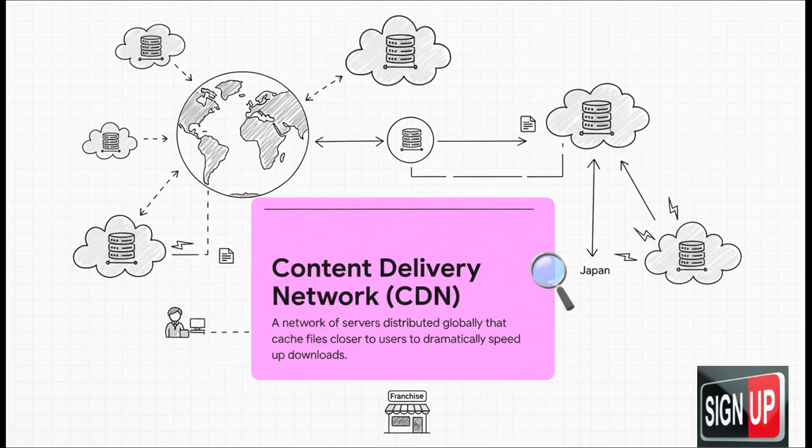for short. The best way to think about it is like a global franchise. So instead of having one giant digital warehouse in Virginia, a CDN builds hundreds of smaller local warehouses all over the planet. When you ask for a file in Tokyo, you don't have to wait for it to travel all the way from Virginia. Nope, you get it from the local Tokyo warehouse. This one idea is a game changer. It slashes the distance the data has to travel and makes downloads feel almost instant.